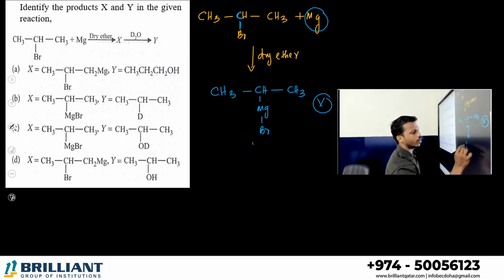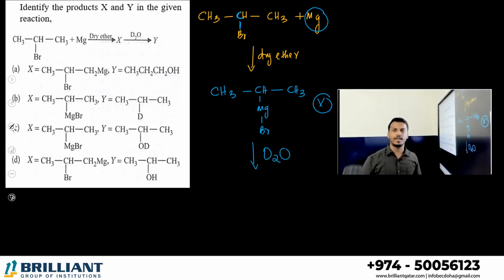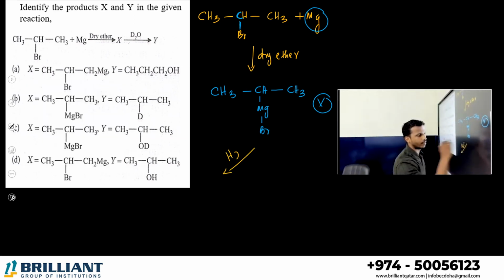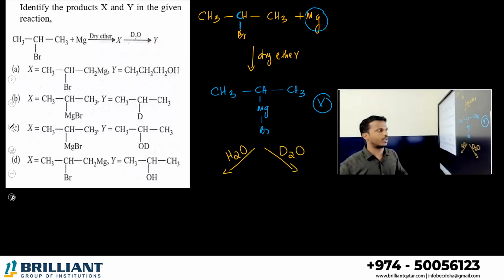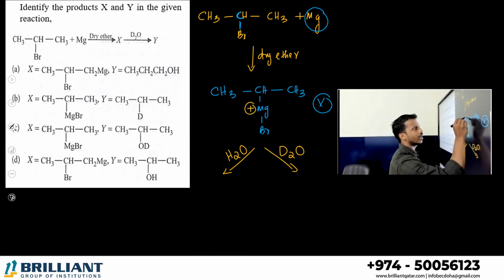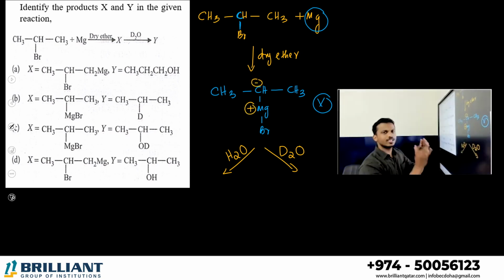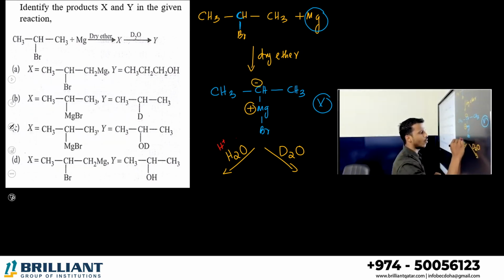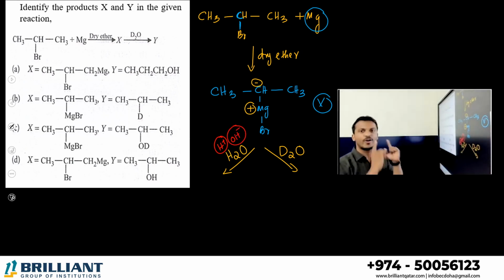They are treating it with D2O. Do you know what is meant by D2O? Heavy water. Let me first treat it with normal water, in order to avoid confusion. Look into compound X. What are the ions in X? Magnesium is positive, so the alkyl group is negative. What are the ions in water? Water contains H plus and OH minus.